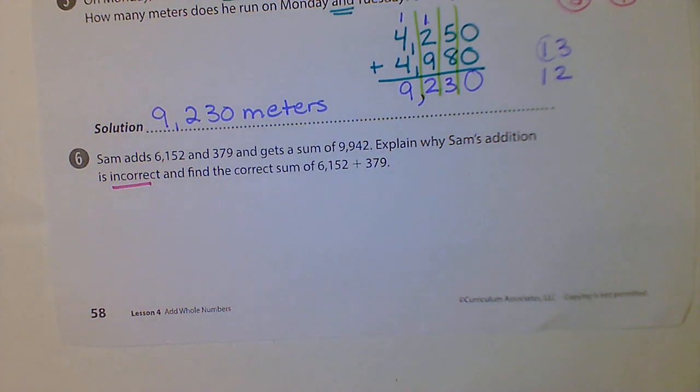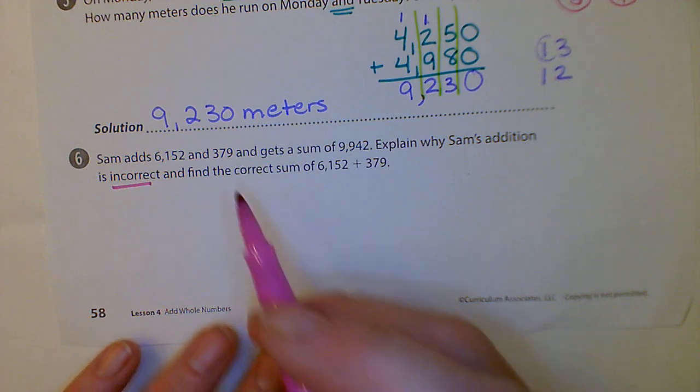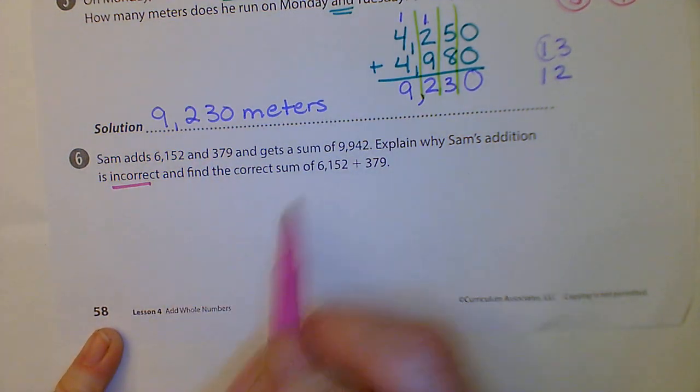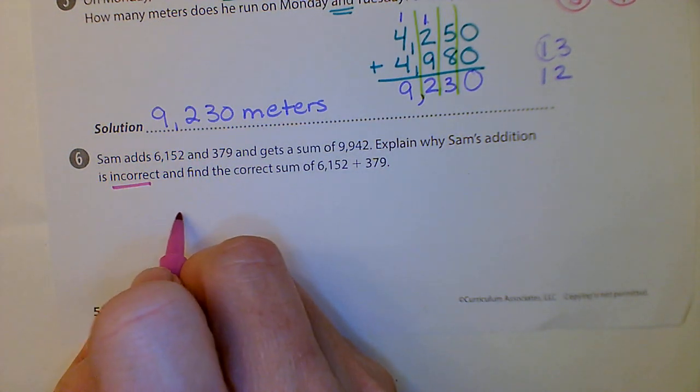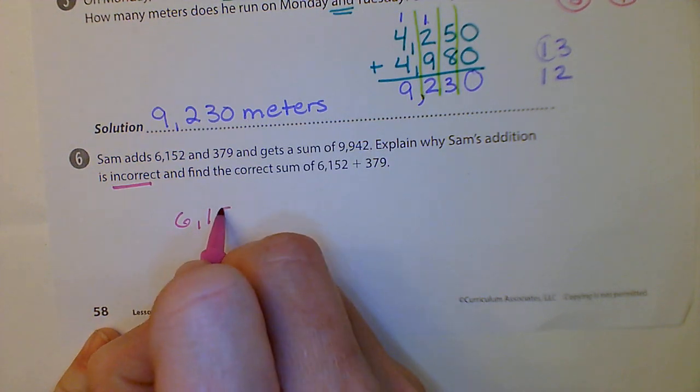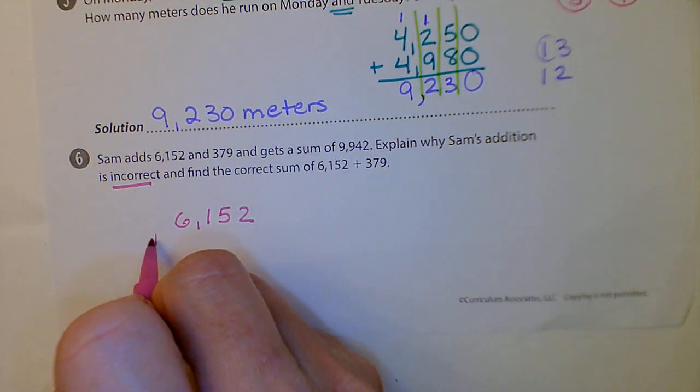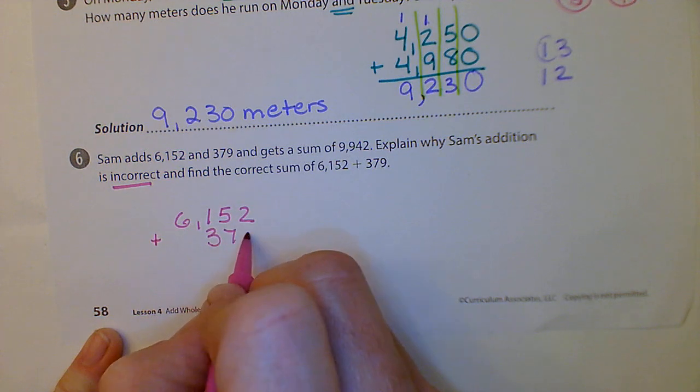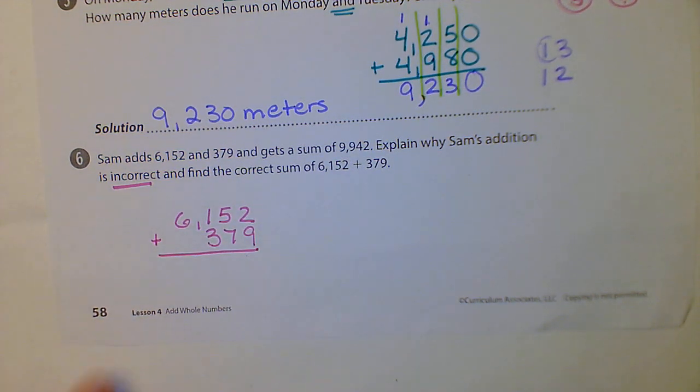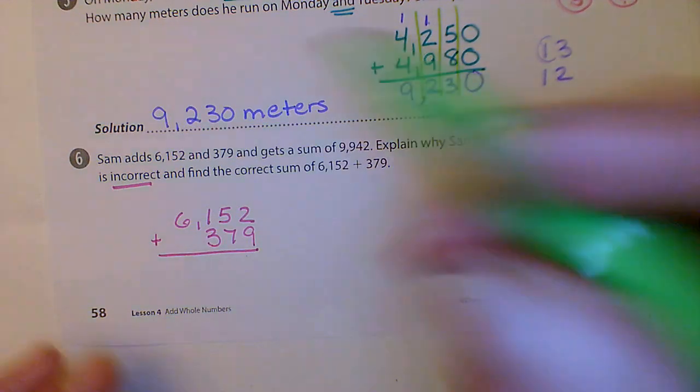So the best way to figure out what someone else's mistake is, is to do it yourself correctly. So let's go ahead and do it correctly ourselves. I'm going to write 6,152 plus 379. I'm very curious for us to figure out what Sam did wrong.